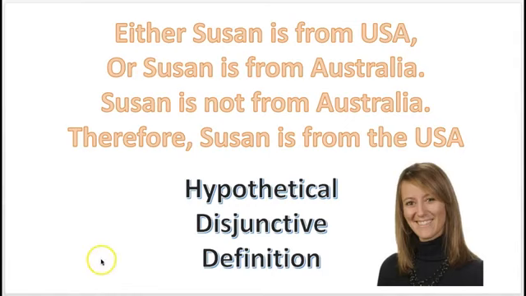Here is another practice problem. What type of argument form is this? Either Susan is from USA or Susan is from Australia. Susan is not from Australia, therefore Susan is from the USA. Is it a hypothetical syllogism, a disjunctive syllogism, or an argument from definition? The answer is, that's right, it's a disjunctive syllogism. The first premise is an either-or statement, and the second premise eliminates one of the alternatives.